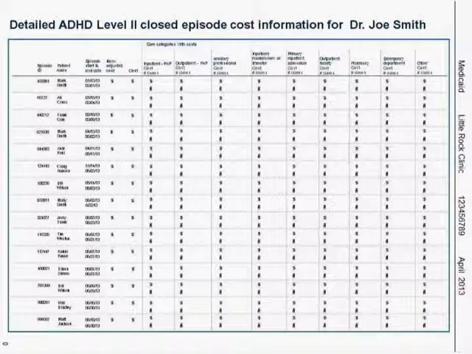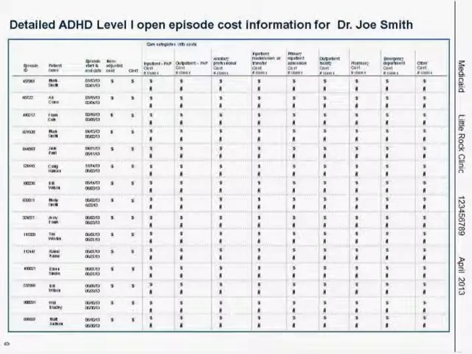And if you keep scrolling, here's the level 2 closed episodes. And if you keep scrolling on your historical performance, here's your level 1 open episodes. Now, when you look at these, the first thing that you really want to do is make sure that every one of these patients has the certifications in the portal. Very, very important if you want to participate in gain sharing.